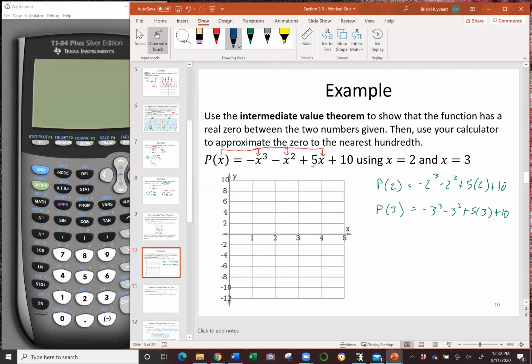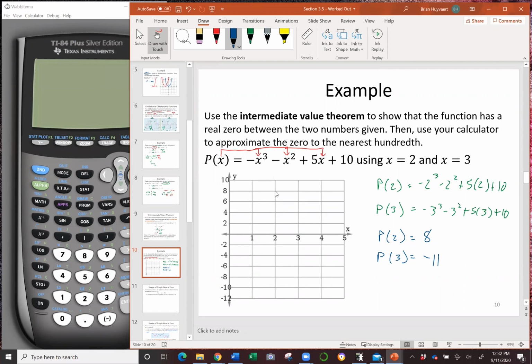So let's actually figure out what those are. So p of 2 and p of 3. All right, if we work through everything, I think we'll find that p of 2 is positive 8. And then p of 3 is negative 11, I believe. You can double check those with your calculator if you'd like. I'm just kind of doing those in my head real quick. But the good news is that one of these is positive, one of them is negative. So p of 2 is 8.